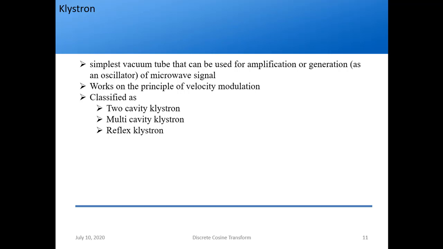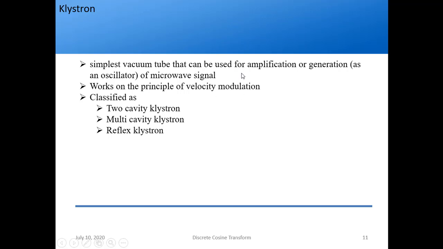So it is the simplest vacuum tube that can be used for amplification or generation. Generation means what? It will work as an oscillator. So it can be used as an amplifier also, or as an oscillator also. And it works on the principle of velocity modulation.